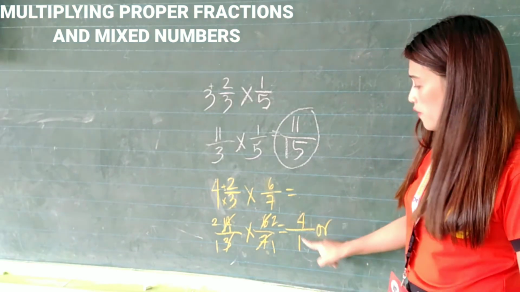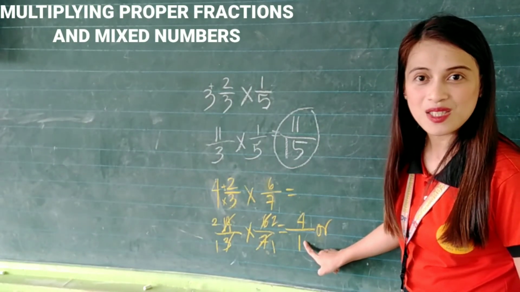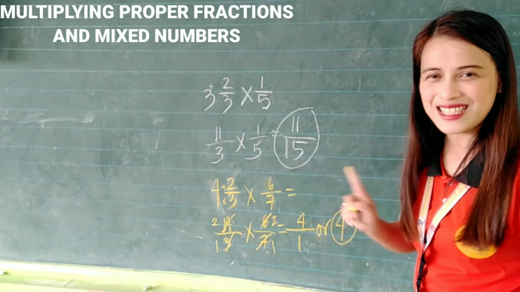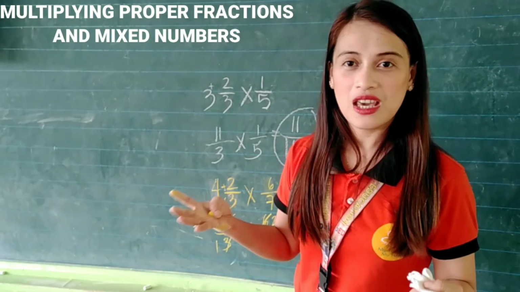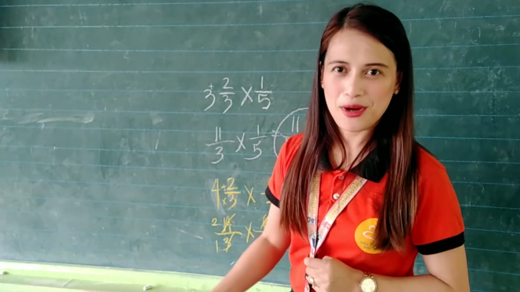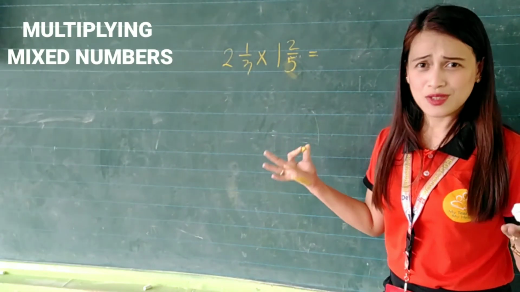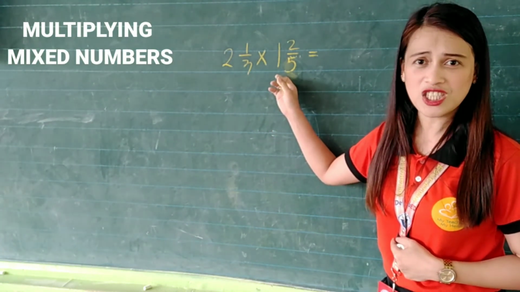So 4 over 1, dako, gamay. So unsa man? 4 divided by 1. So the final answer is 4. So that's it. Now this time, let's have another example kapag both given are mixed numbers. Mixed number. So, saan man siya? Same lang. So, i-change lang sila duha into improper fractions.